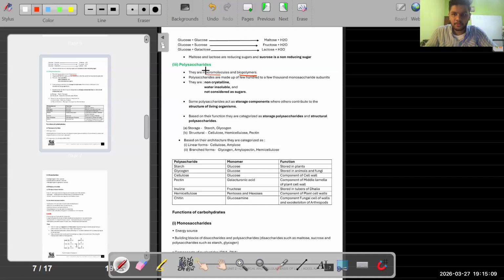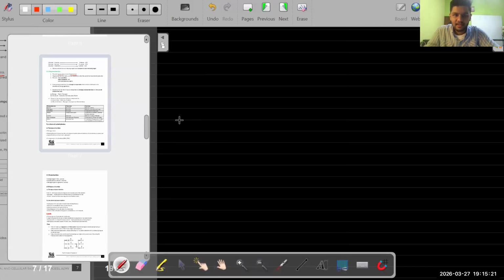So what is meant by macromolecules? Macromolecules mean large molecules. Macro means large. Biopolymers means, bio means biological. Polymers means, I hope you have come across these, right?